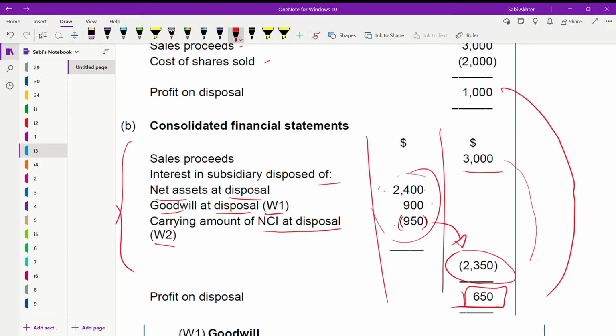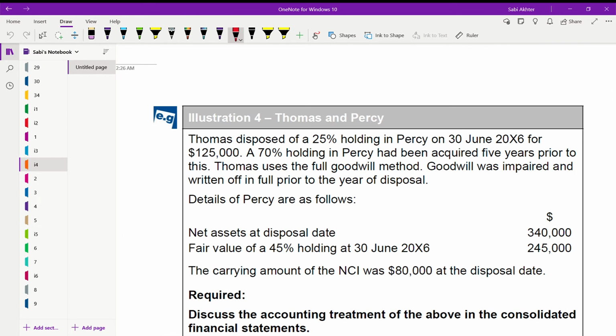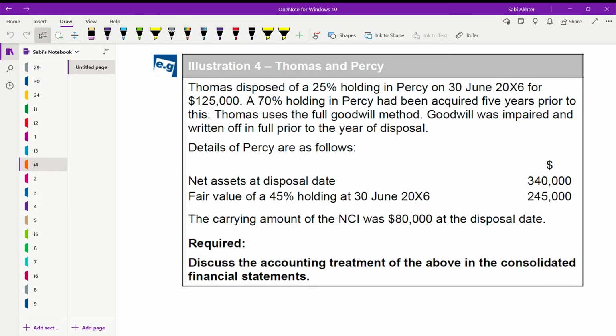Now let us go to illustration 4. Okay, so illustration 4, requirement: discuss the accounting treatment of the above in the consolidated financial statements. This is a very common type of question that is asked. Usually you are asked this type of question only. So don't only focus on calculation. You also have to know how to discuss. Okay, the discussing part is important. You have to know the discussion as well as the calculation. It has to be balanced.